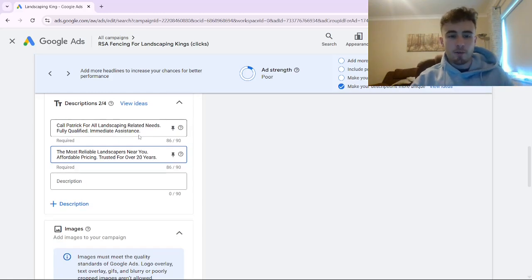So as you can see here for this landscaping ad, it follows the three core principles of identifying the problem, saying that we do landscaping if you're looking for landscaping, clear benefits or reasons to buy, like the ones we just mentioned, which are fully qualified, immediate assistance, affordable pricing, trusted, and so on. And then call to actions as well. So call us for all your landscaping needs.